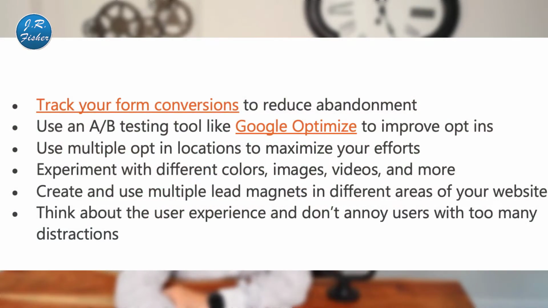You want to track your form conversions to reduce abandonment. Also use an A/B testing tool like Google Optimize, or you could just use what is built into Kartra to improve your opt-ins. Use multiple opt-in locations to maximize your efforts. You want to experiment with different colors, images, videos, and more. Create and use multiple lead magnets in different areas of your website.